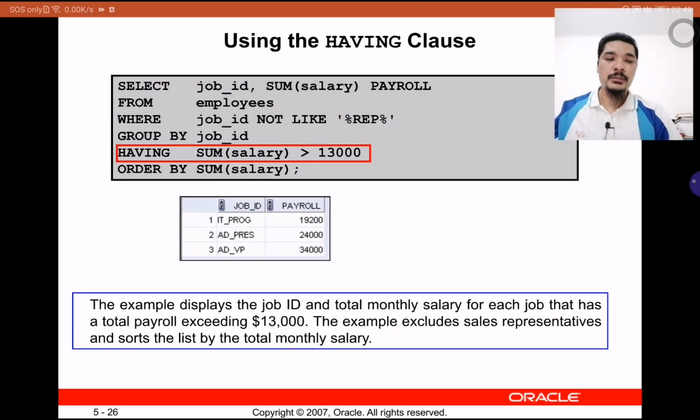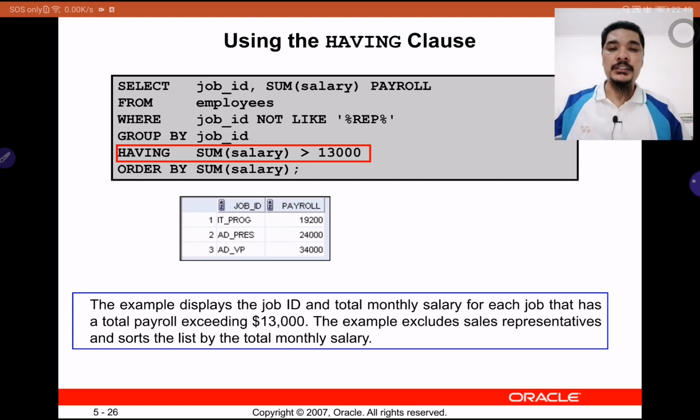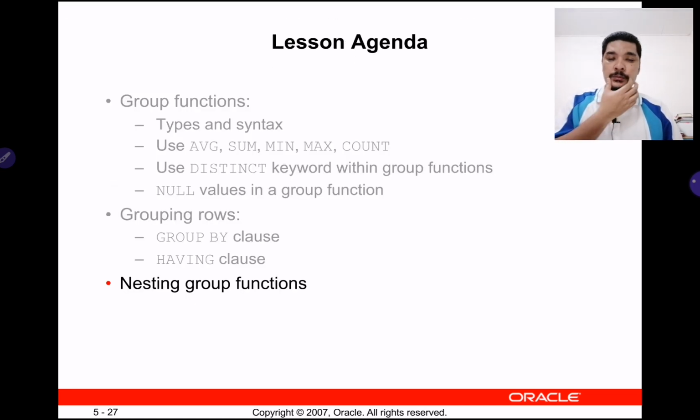So it looks like we follow the step by step. We group first and then make a restriction using having, and last we order by the sum salary, so we sort the salary using order by. Okay, move to the next one, nesting group functions. Let's stop part 2 for this lesson 05 week 6, group functions, and I will continue part 3 for nesting group functions.